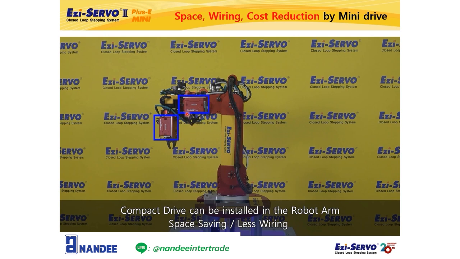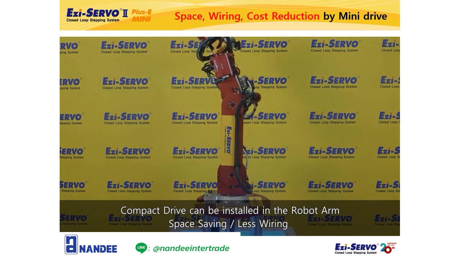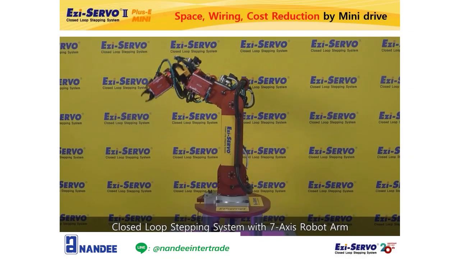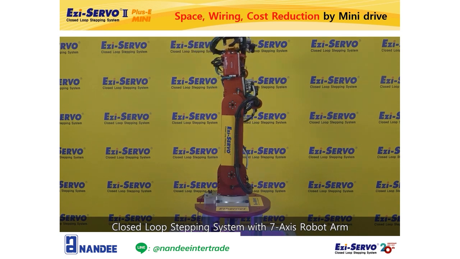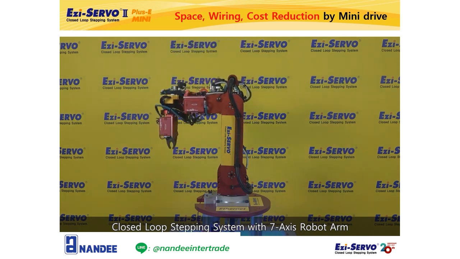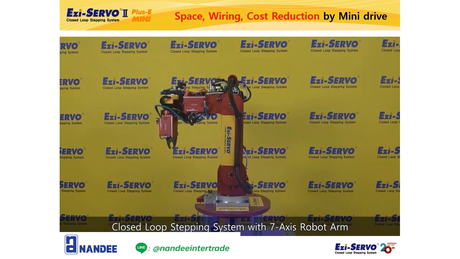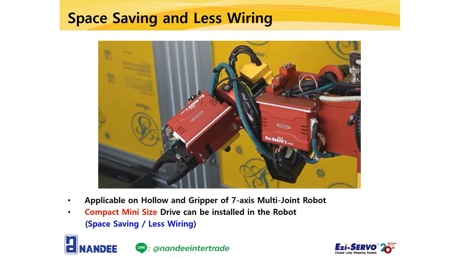Of the 7 axes, Easy Servo 2 Plus E-Mini is applied to both the hollow and gripper axis. Therefore, the distance between the motor and the drive is very short, so it is possible to wire the motor cable and encoder cable very short. Let's look at the mini type drive Easy Servo 2 Plus E-Mini's part more closely. The drive connected to the hollow shaft motor is attached directly to this part, and the drive applied to the gripper shaft is attached directly to this part.